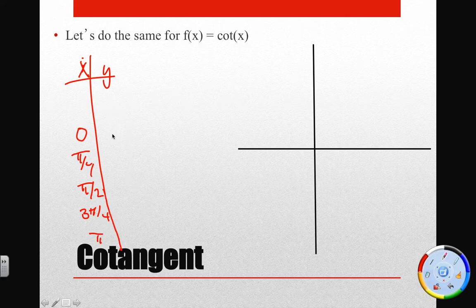Cotangent of 0 now is undefined. Pi fourths is 1. Pi halves is 0, and 3 pi fourths is sorry, not undefined, 0. My fault. Cotangent of 3 pi fourths is, well, I guess those aren't the same values, but these are the values I wanted to use anyway. -1 and undefined. So notice 1 full period goes between 0 and pi now.